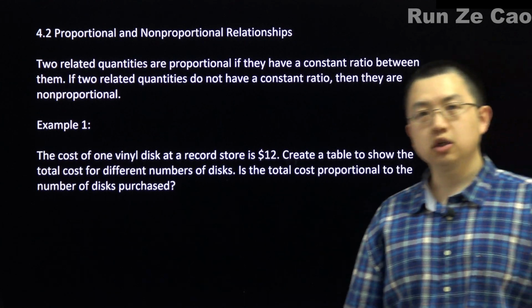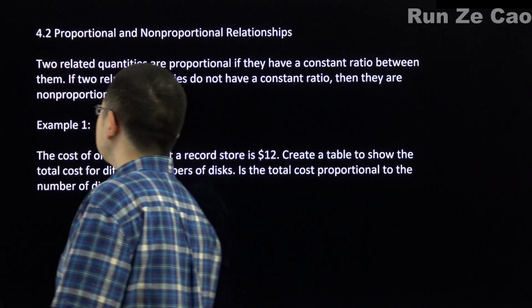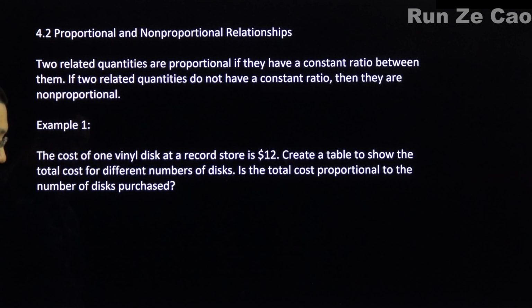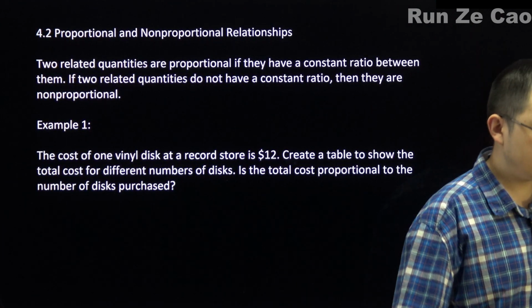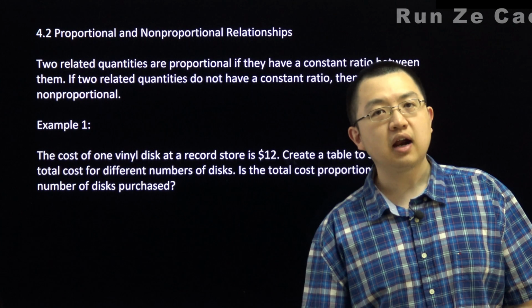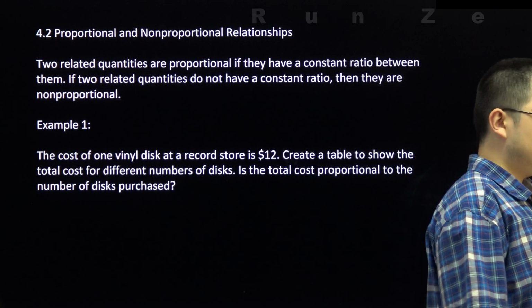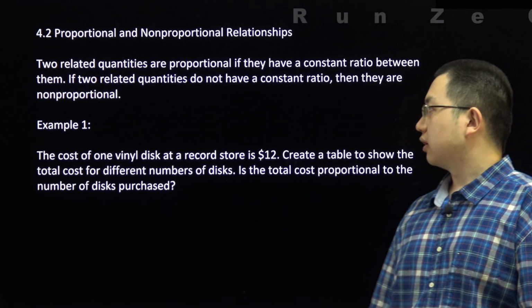Proportional and non-proportional relationships. Two related quantities are proportional if they have a constant ratio between them. If they don't have a constant ratio between them, then they are not proportional, or non-proportional if you like single words.